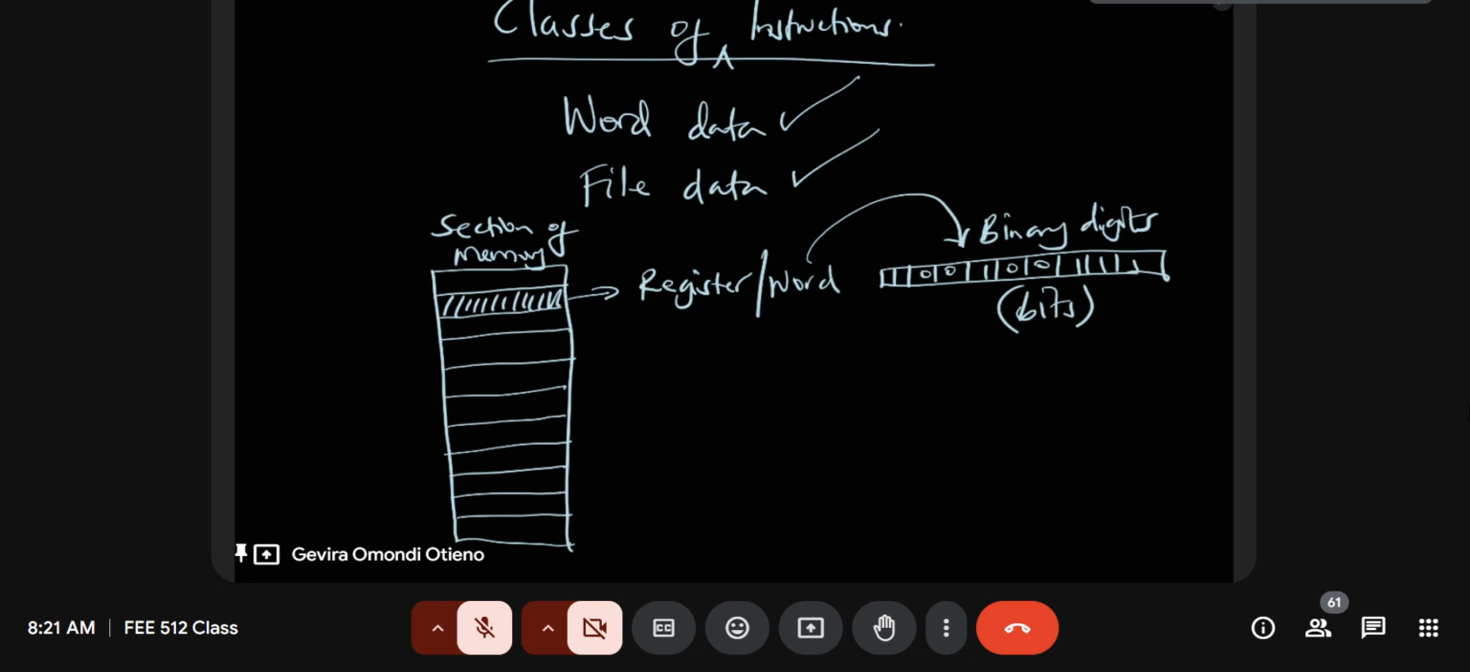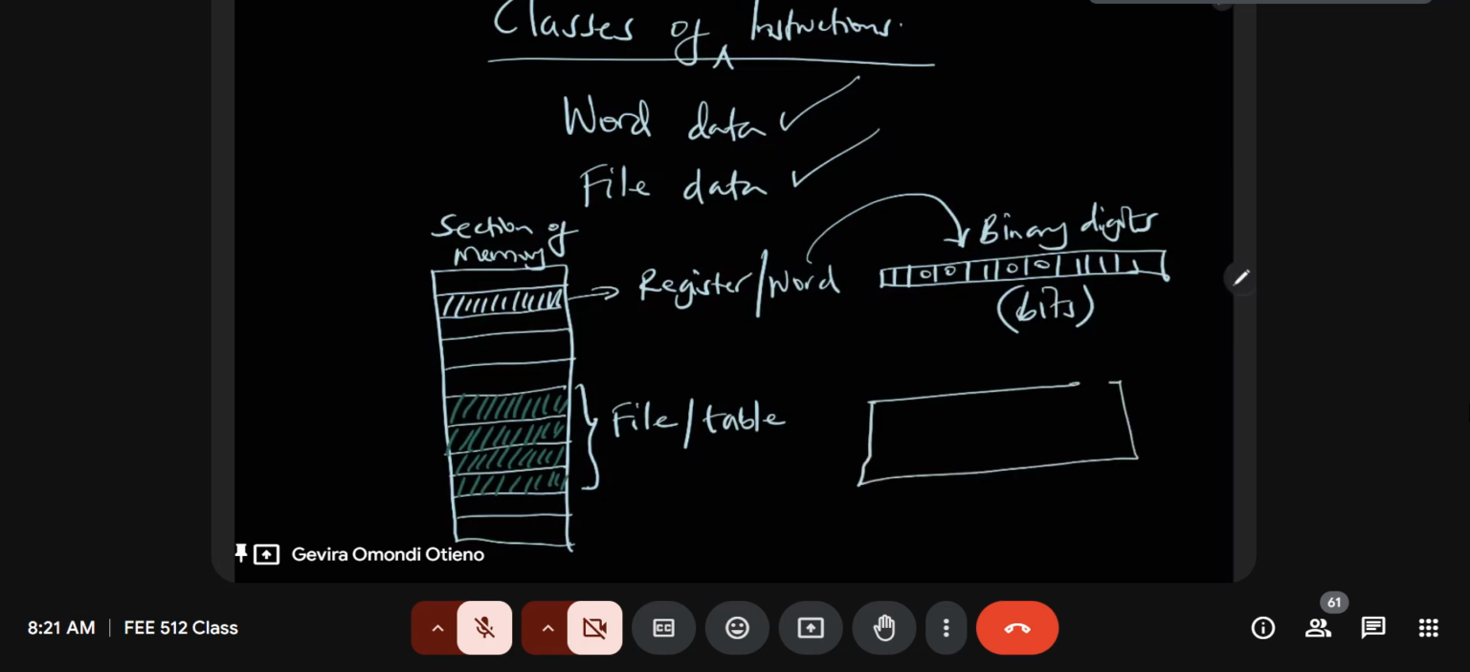So a file itself is a group of registers. If you have a group of registers, for example, if we take up this section here, let me just take 4 of them like that. This here is what we refer to as a file. In fact, other books will call this a table. It's a file or a table. Basically, it's a group of registers combined together.